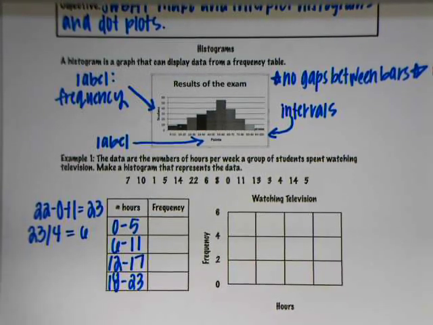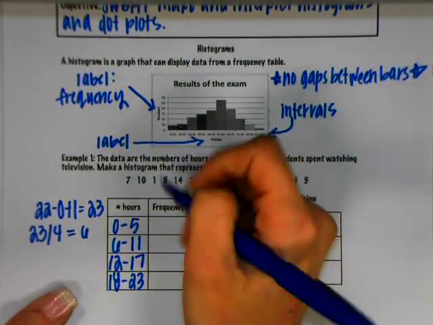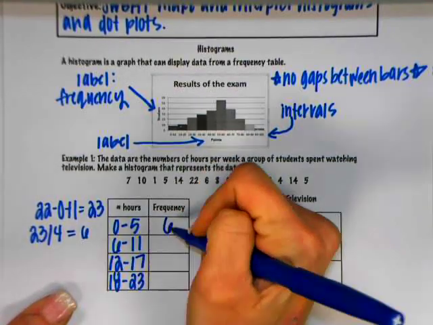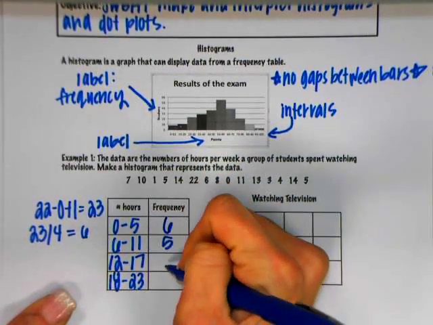Okay. What do you guys get for the frequency for the first one? 6. Everyone get 6? Okay. Then what? 5, then?